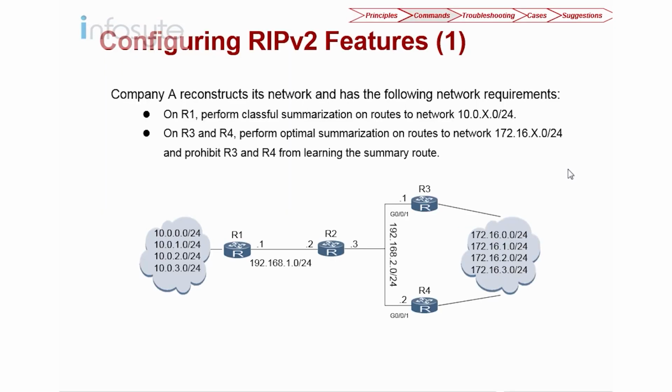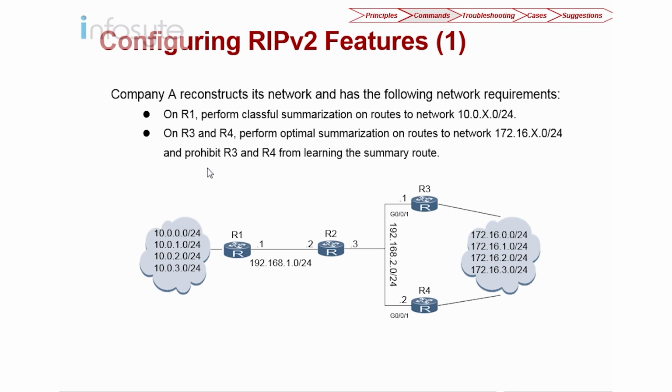Let's look into the summary route now. In this exercise, we are going to perform 2 tasks. Based on this new topology, we have 4 routers here. R1 is connected to the networks 10.0.0.0/24 until 10.0.3.0/24, so we have 4 of these networks. The first requirement is to perform classful summarization. The question expects the student to summarize based on /8 because it's a classful summarization. This is a class A.